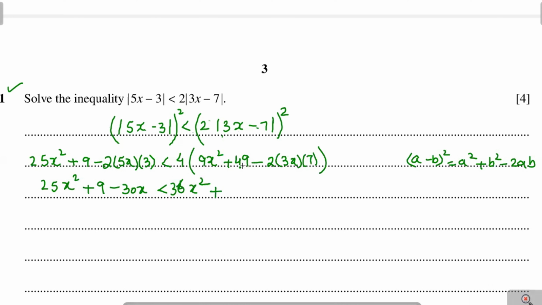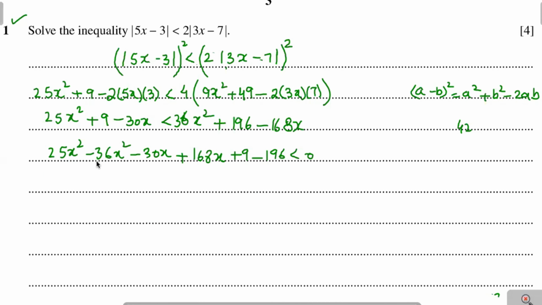36x squared plus 4 times 49 is 196, minus 2 times 3x times 7, where 6 times 7 is 42, and 42 times 4 is 168. Now we can write it as 25x squared minus 36x squared minus 30x, and that value is minus 168x. Now when we shift from the right to the left side, that becomes plus 168x, and plus 9 is written as it is. Plus 196 shifted from right to left becomes negative 196, less than 0.